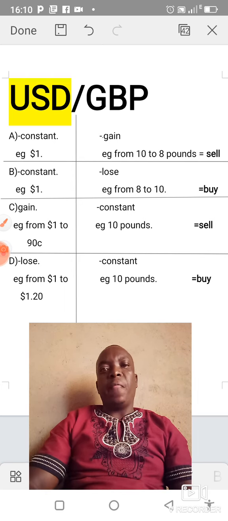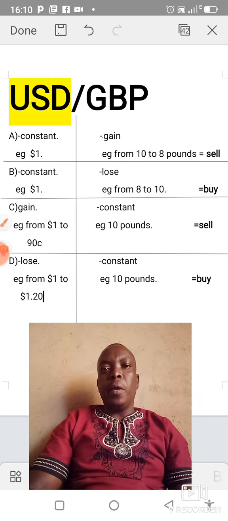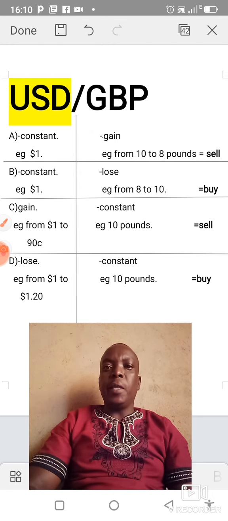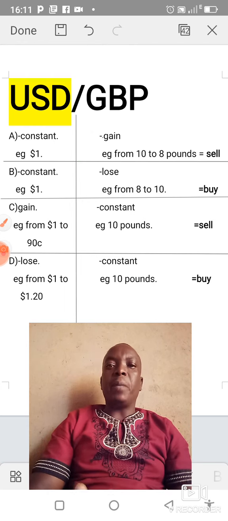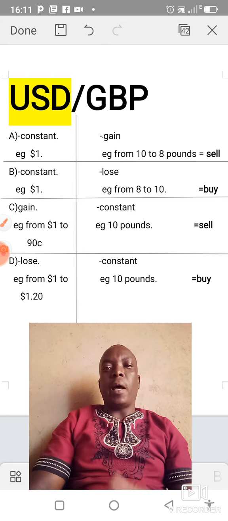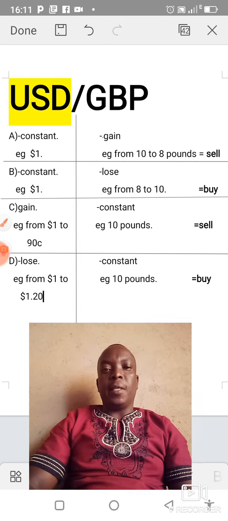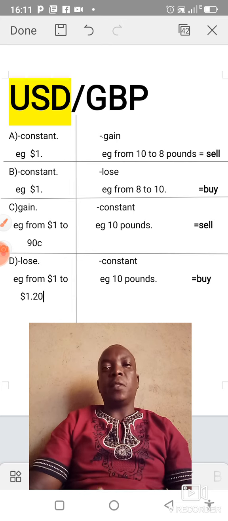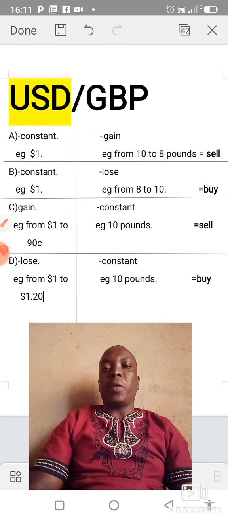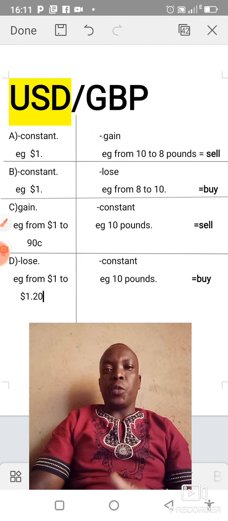Then moving on to the fourth and final scenario, you see the base currency, the USD, losing in value. Initially we were paying a single dollar for 10 pounds, and now you are required to pay $1.20 for 10 pounds. Such a situation shows us that the US dollar has lost in value. If the base currency has lost in value, you will place a buy, because you're going to see the graph moving up, showing a loss in value.